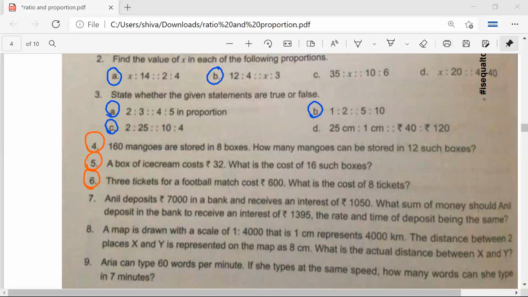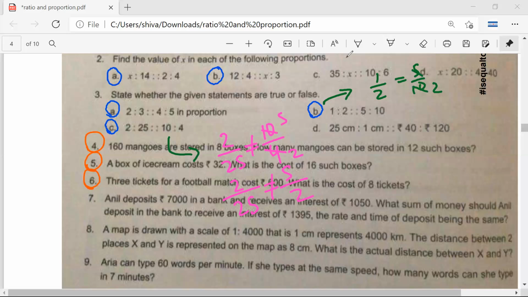Okay, Mr. Satya. How do I do question number 3? Is it true or false? Sir, it's true. 1 by 2 is equal to 5 by 10. Yes, it is true. C part? Sir, true. 2 by 22, 10 by 4. Are they equal? Mr. Satya? No, sir. So is it true or false? False. Any doubt, Mr. Satya? No, sir.